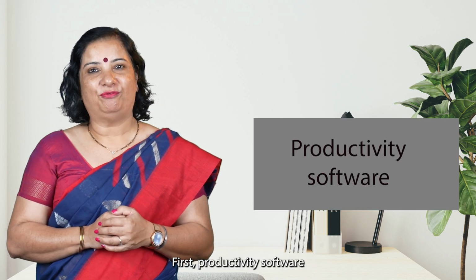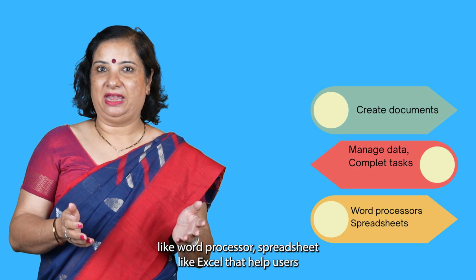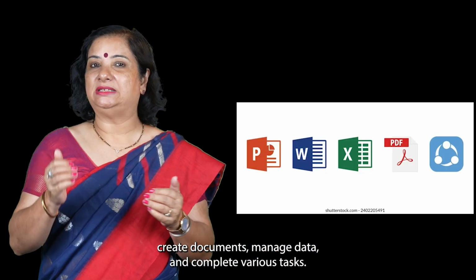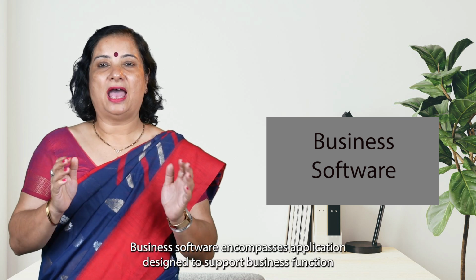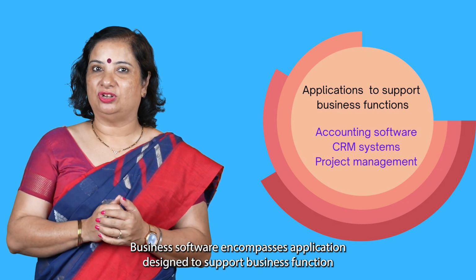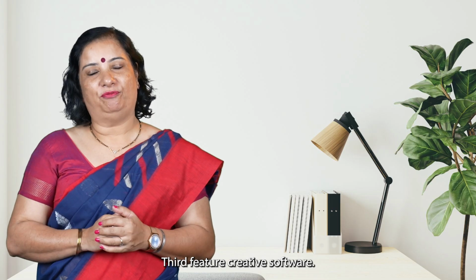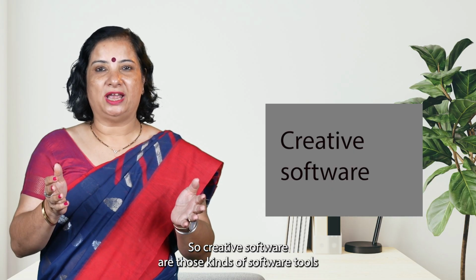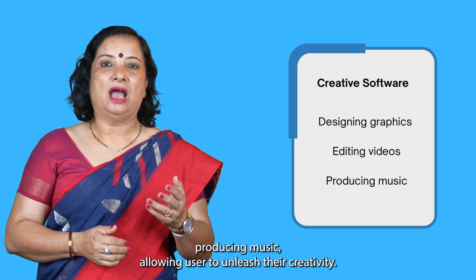First, productivity software. Productivity software includes tools like word processors and spreadsheets like Excel that help users create documents, manage data and complete various tasks. The second example, business software. Business software encompasses applications designed to support business functions such as accounting software, CRM software and project management tools. Third, creative software. Creative software are tools designed for graphic design, editing videos, and producing music, allowing users to unleash their creativity.